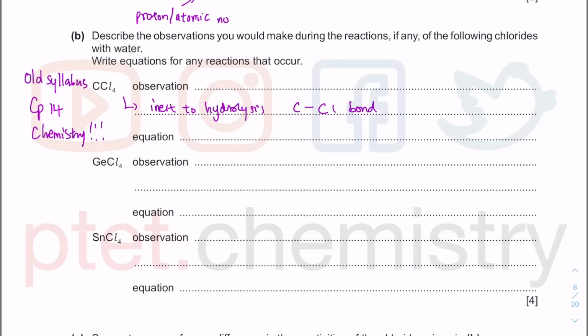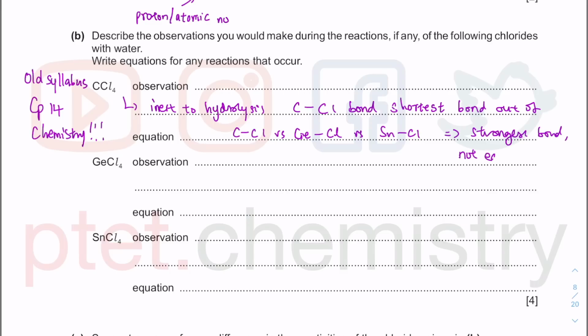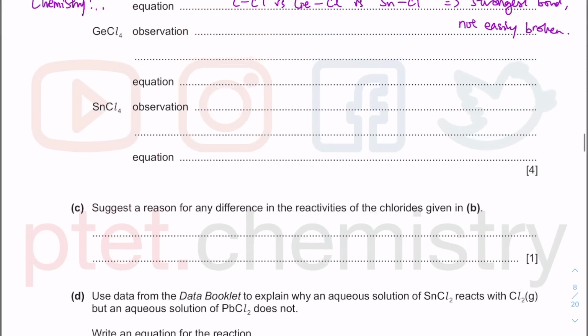It's the shortest out of the 3 actually, because of the small size of carbon. If it is the shortest, something is definitely wrong with what I said. It's the shortest bond out of CCl versus GeCl versus SnCl, and therefore it is the strongest bond, and therefore not easily broken or hydrolyzed. But as for the rest of it, I don't think we need to talk too much about that.